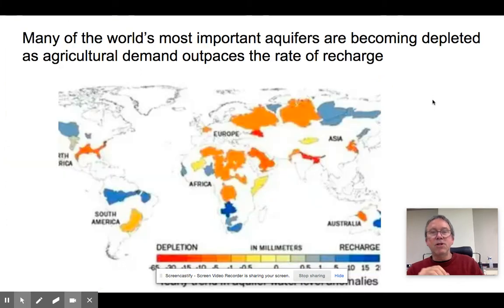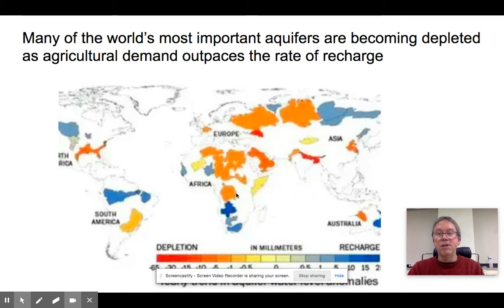Now, here's a map showing the world's major aquifers and showing which ones have higher rates of recharge versus depletion. Depletion just means you have higher discharge than recharge. What you can see is there's a couple of them that are actually recharging fairly fast. However, many of them are either not doing very well or actually hurting pretty significantly.